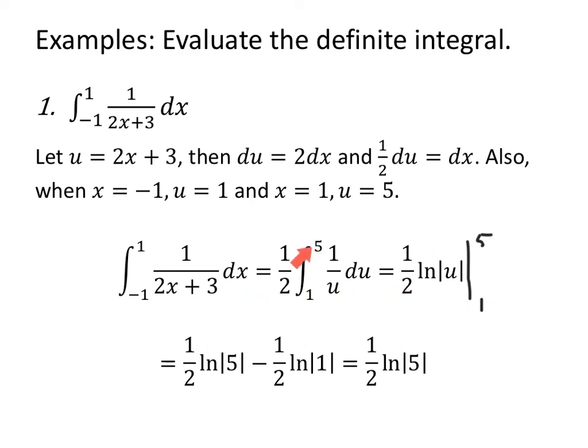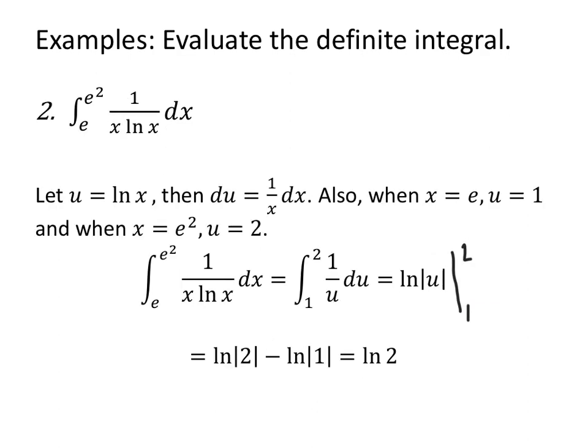1/2. The antiderivative of 1 over u du is the natural log of the absolute value of u. I'm going to evaluate from 1 to 5, but 5 first. 1/2 natural log of the absolute value of 5 minus 1/2 natural log of the absolute value of 1. Remember, the natural log of 1 is 0. This gives us 1/2 natural log of 5. The absolute value is a little redundant since 5 is already positive, but I left it in there because why not? It's not wrong. It's just not necessary at this stage.